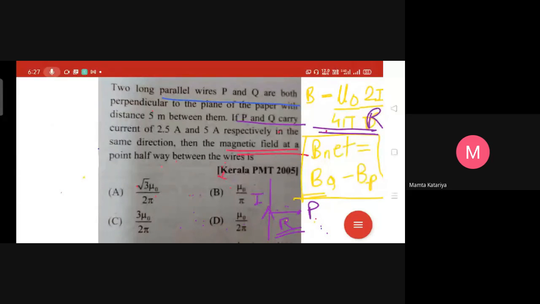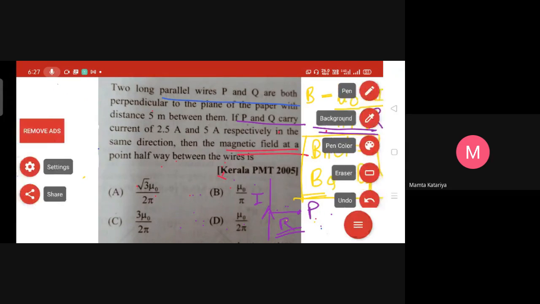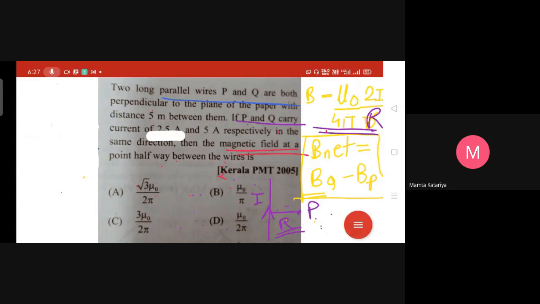Then we can find out magnetic field using this expression. Here two conductors P and Q, and we have to find out magnetic field at the center of these two current carrying conductors. Since the distance between these two conductors is 5 meter, the center point will be at 2.5 meter distance. Center point kitne distance pe hoga? 2.5 meter pe. Okay. And both conductors are carrying current in the same direction. But they are carrying different currents. The first conductor P is carrying current 2.5 ampere and the second conductor is carrying current 5 ampere. Means conductor Q is carrying more current.